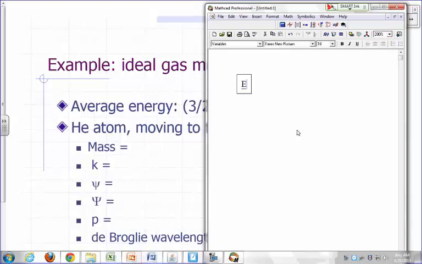Let's say we're looking at an average helium atom in a sample at room temperature. So the average energy of a helium atom would be 3 halves kT. And temperature T, we're going to assume we are at 298 Kelvin. And we have to tell it what k is. k equals 1.38 times 10 to the negative 21. That sounds right. Okay, that's Boltzmann's constant, in joules per Kelvin.